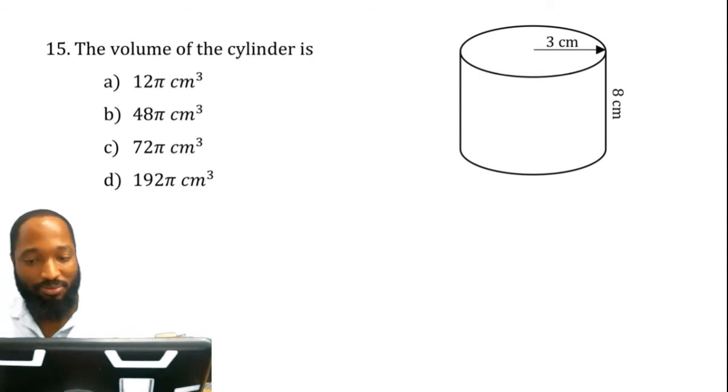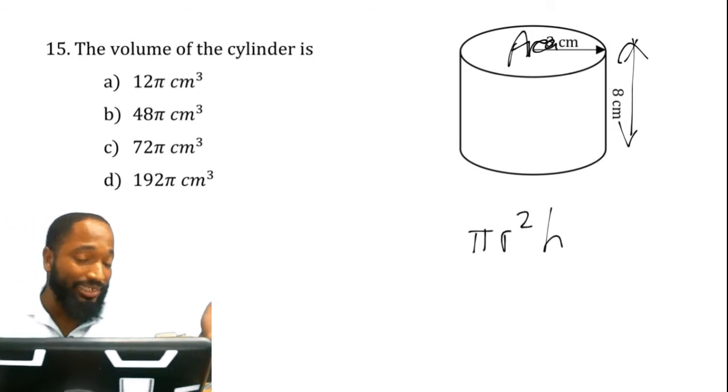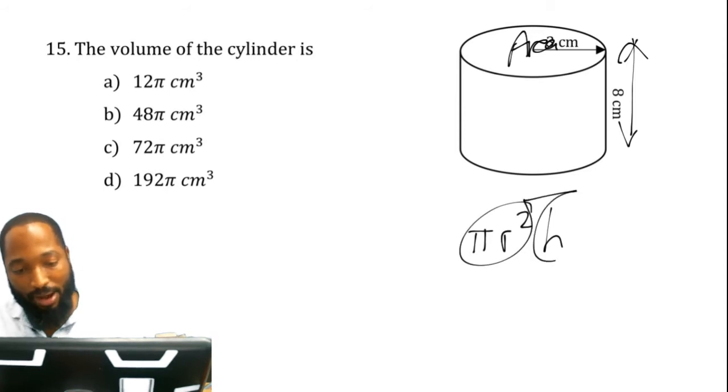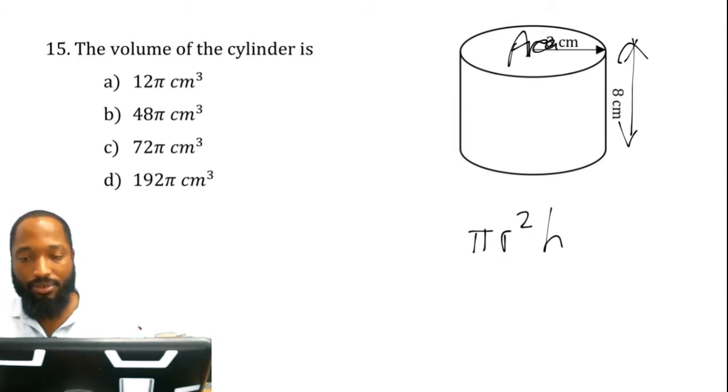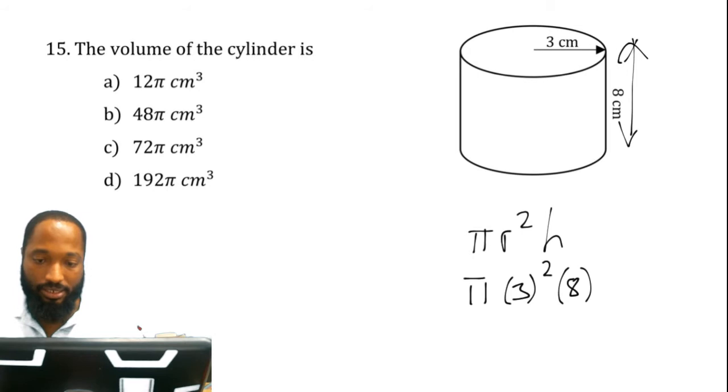So the volume, how do you get volume again? Find the area, multiply by the height. Now some people actually learn the formula for the volume of a cylinder, pi r squared h, but it's the area multiplied by the height, right? So what we're going to do is 3 squared multiplied by the height, which is 8. So it's 9 by 8, 72.